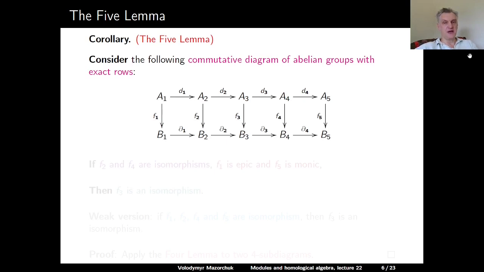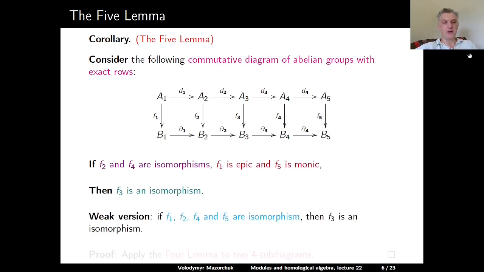Consider the following commutative diagram of abelian groups with exact rows. We have a similar diagram as for the 4 lemma, but it is one step longer. So we have the complex A with differential D, the complex B with differential partial, and the morphism F between these two complexes, and we write the 5 components of these complexes. And now the claim. If we assume that F2 and F4 are isomorphisms, F1 is epic and F5 is monic, then F3 is an isomorphism.